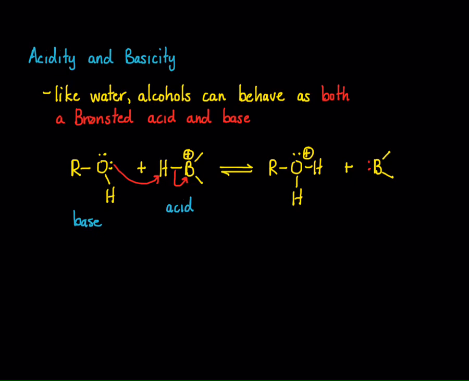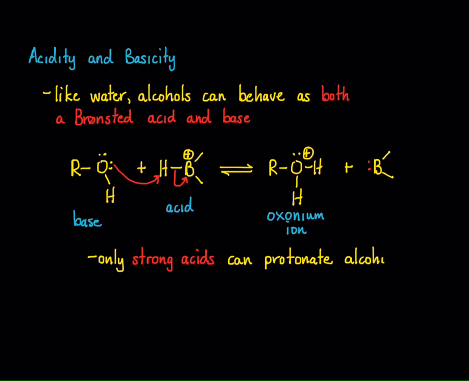Now, when you protonate an alcohol, you get what's called the oxonium ion. We've already seen this before, right? And it's important to understand the acidic nature of the oxonium ion, because we have to understand what kind of acids can protonate alcohols. Why? Well, we have to look at the pKa differences. And we see that only strong acids can protonate alcohols. The reason is that the conjugate acid, the oxonium ion, has a pKa of -2. So it's actually a very strong acid.